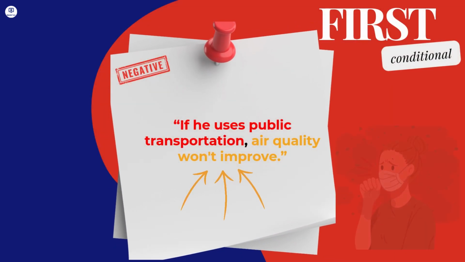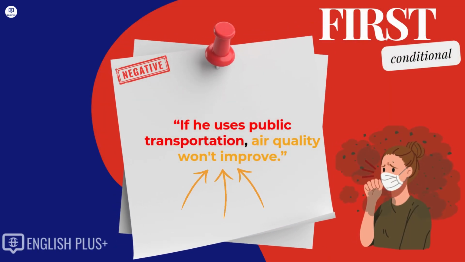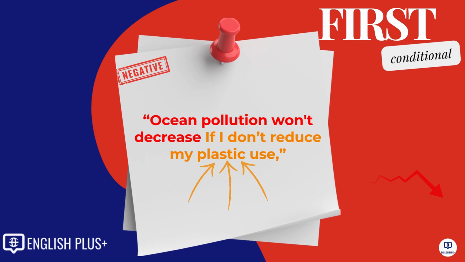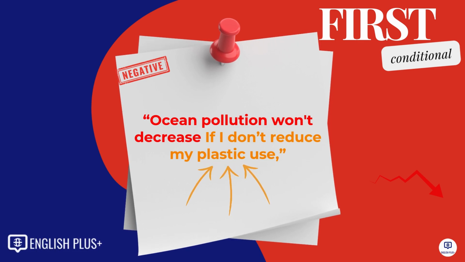If you pay attention in this example, it is possible to express a negative result or a negative possibility in the future. You just need to transform will into the negative form, that is, won't. Remember that we can change the order of the sentences. In this case, the result is at the beginning of my sentence.